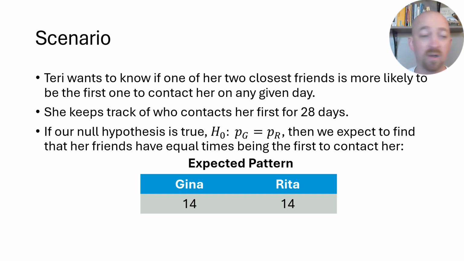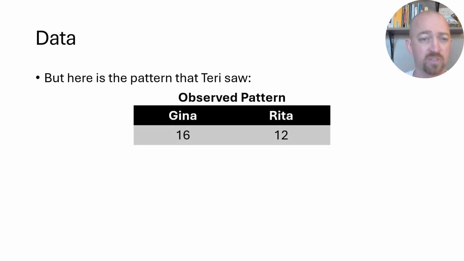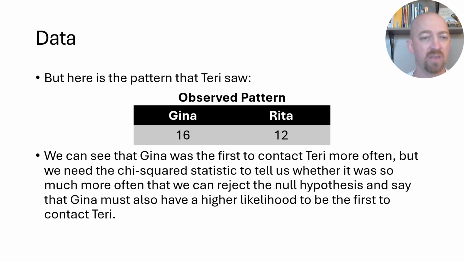Okay, now this is not what she saw in her real pattern, so let's take a look at the real pattern that she actually observes. Here is what Terry actually saw. In other words, Gina was the first to contact her on 16 of those 28 days, and Rita was the first to contact her on 12 of those 28 days. Now the question is, we see Gina was the one who contacted her more often first. That's not the same thing as that she is more likely to have contacted Terry first.